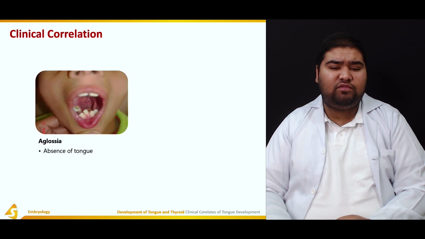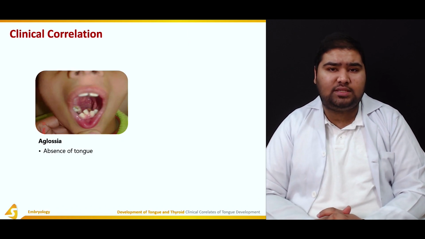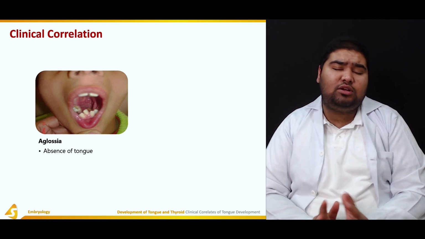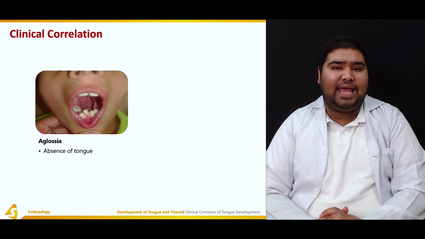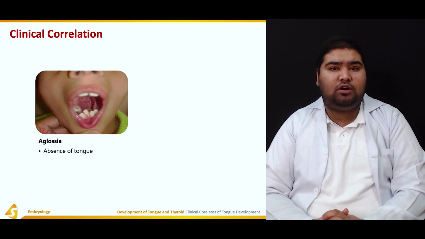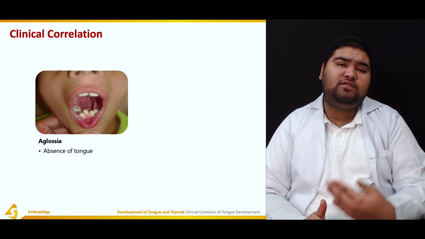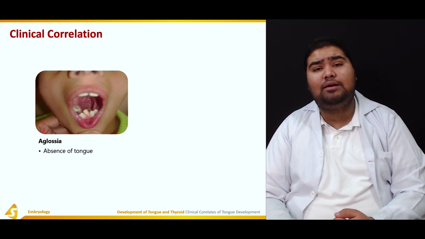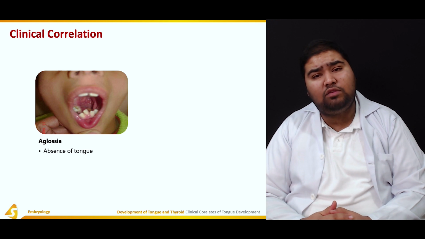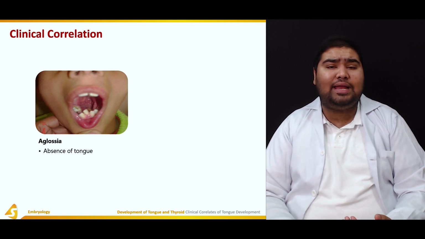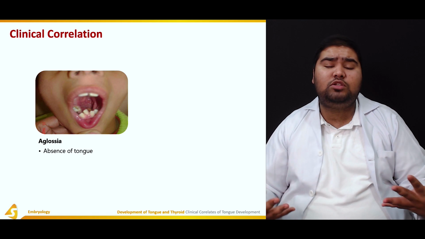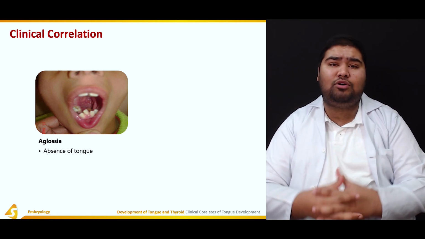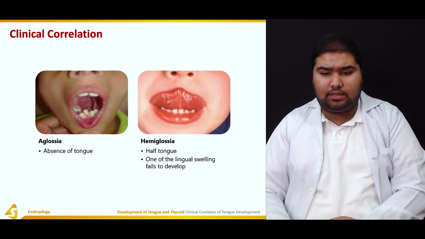So getting into it, first of all, we have aglossia. Glossia, whenever it comes in a phrase, stands for tongue. Aglossia is the absence of tongue. So absence of tongue is known as aglossia. In this condition, either the lingual buds were not formed, or the hypobranchial eminence was not formed, or there was no migration of the muscles, or the process in its entirety did not go as planned.